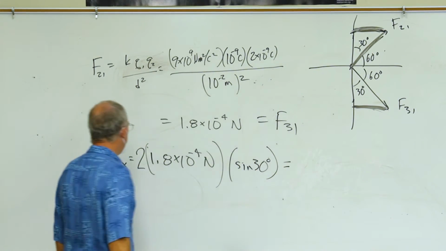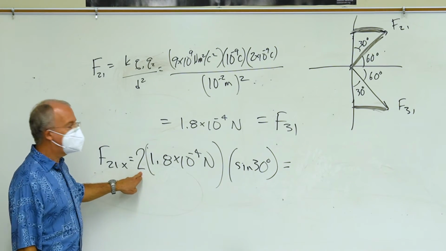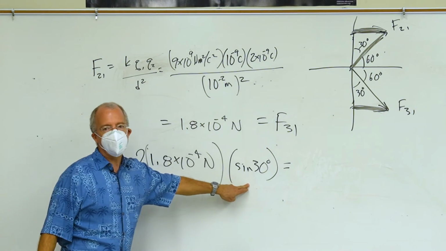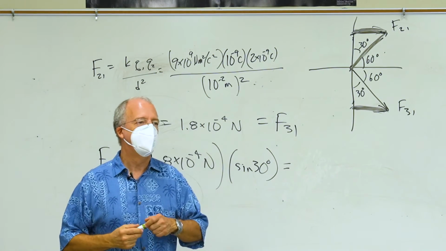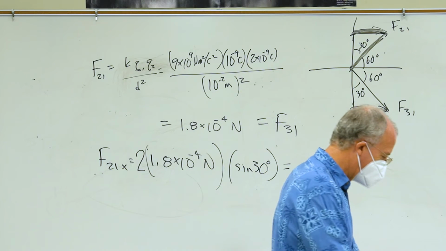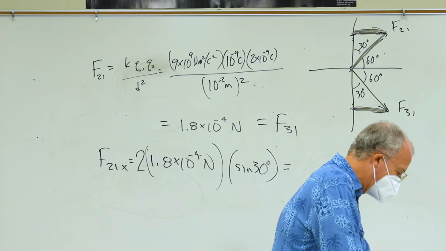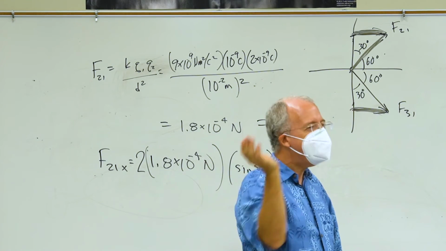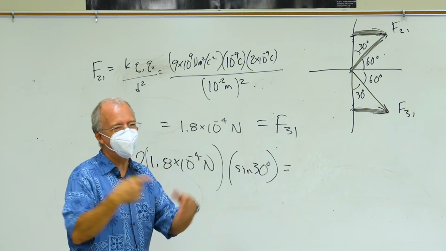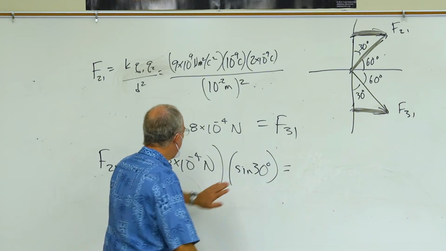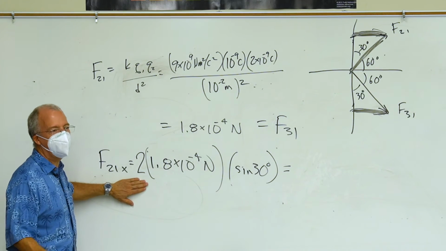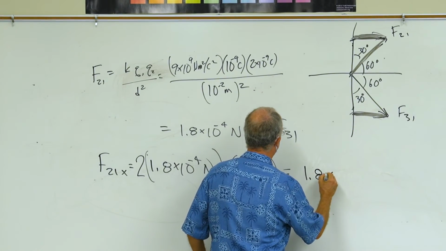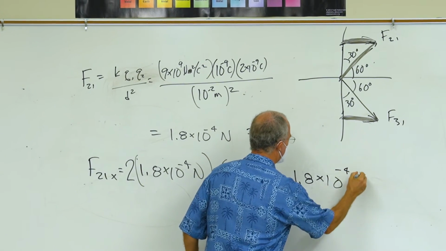Now, what's the beautiful thing about this? Here's a 2, because we have this as well as this. But then here's sine of 30. What's sine of 30? You're supposed to know this. Yeah, half. Remember the unit circle? All right, so this is a half, this is 2, so they basically go away. So we still have 1.8 times 10 to the minus 4 newtons.